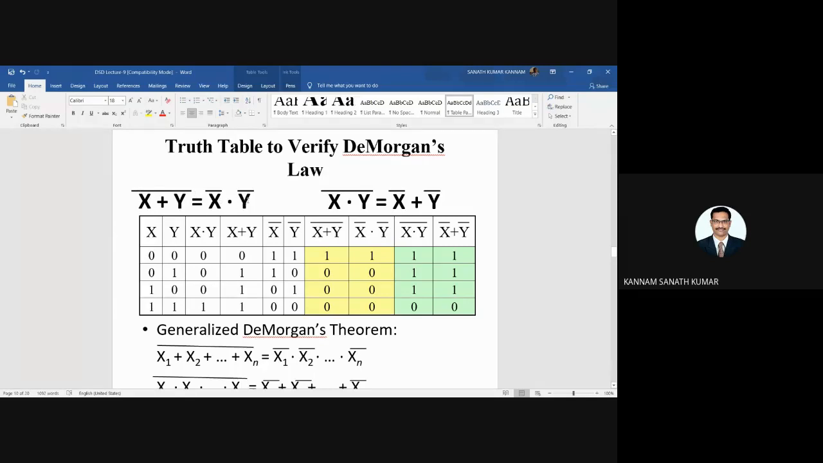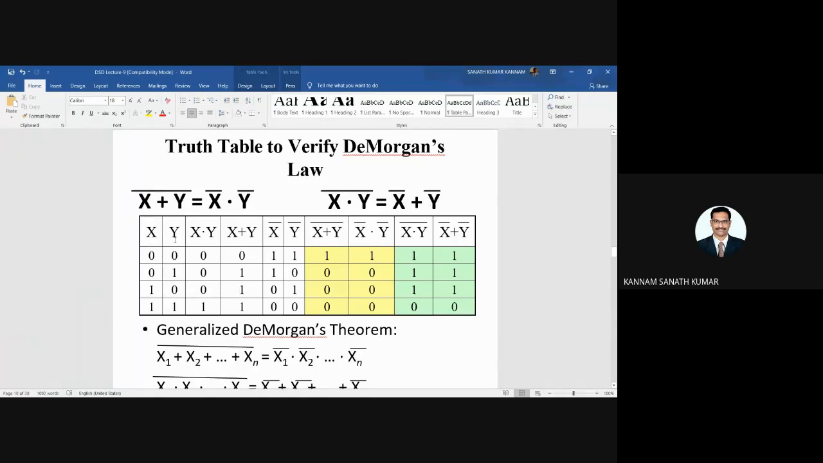X bar into y bar. For the AND operation, if you apply the complement, the complement is applicable to each and every variable, and the AND operator will convert into the OR operator. So dot will convert into plus. So x into y whole bar equals what? X bar plus y bar. You need to verify this by using a truth table.